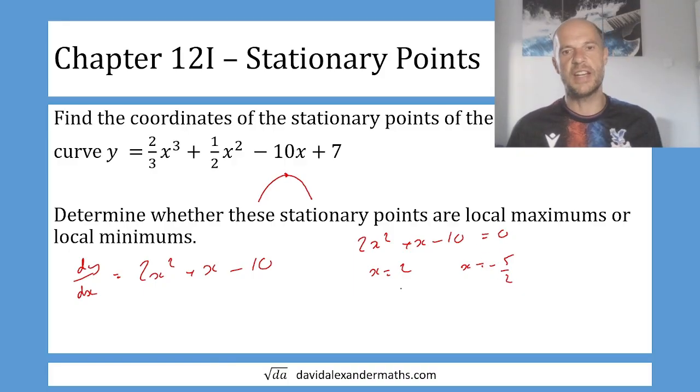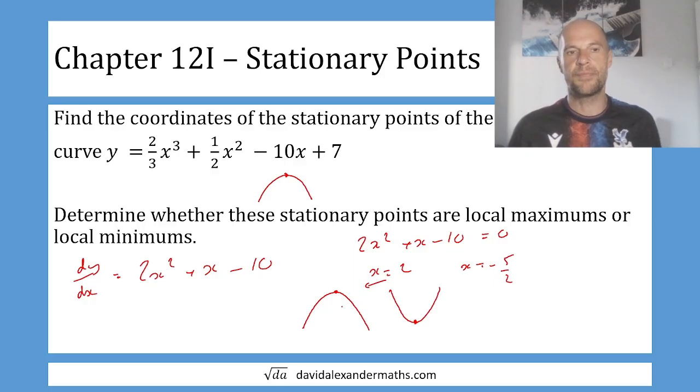Okay, so what we need to decide is what is the gradient either side of 2. So where x is 2, that could be a local maximum, or it could be a local minimum. We don't know. Well, we can find out. So what I need to work out is what is the gradient to the left of it. If the gradient to the left is positive and the gradient to the right is negative, then it's a local maximum. However, if the gradient to the left is negative and the gradient to the right is positive, then it's a local minimum.